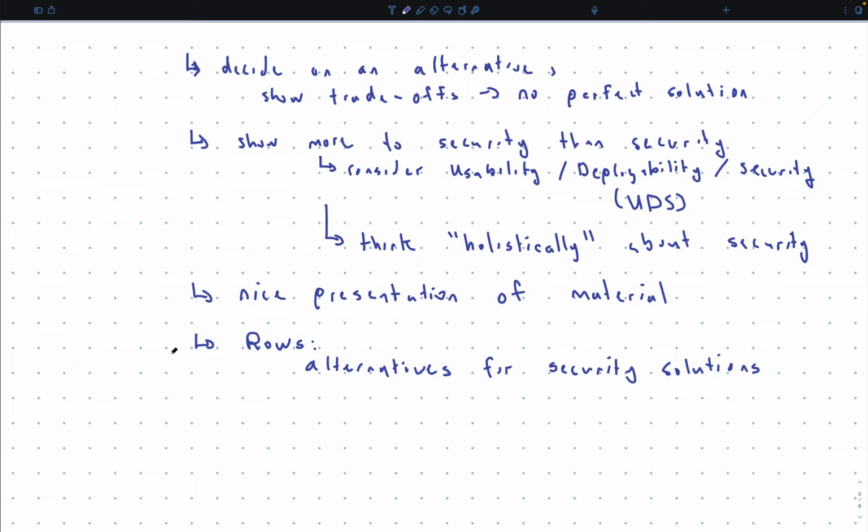And they should actually be alternatives. So it's not like, well, you could do both, right? It's usually like, okay, you either do the one or you do the other, right? You don't really do both kind of thing. Okay, so there are alternatives for security. The columns are going to be properties.